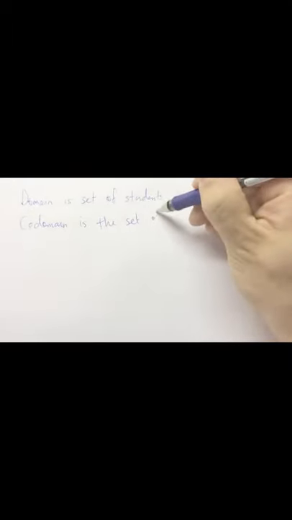Then let's define a function where the domain is the set of students in the class. The codomain is the set of all possible marks.